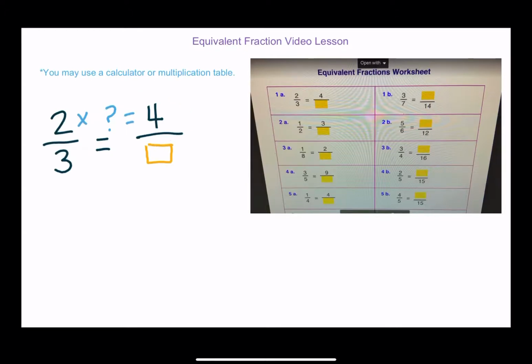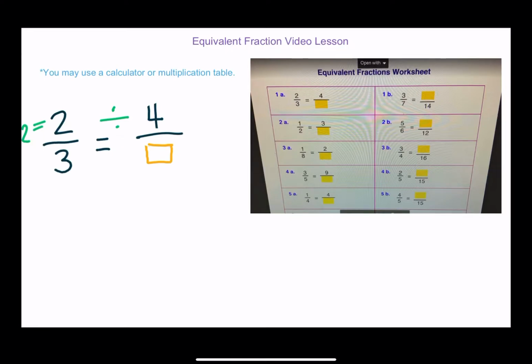If you know your facts, you could have already figured this out and said, well, I know 2 times 2 is 4. But another way you could have done it, if you didn't know that fact, would be to divide, do the opposite. You would say 4 divided by 2 equals 2. And then, like I said, you could use a calculator or your multiplication chart.